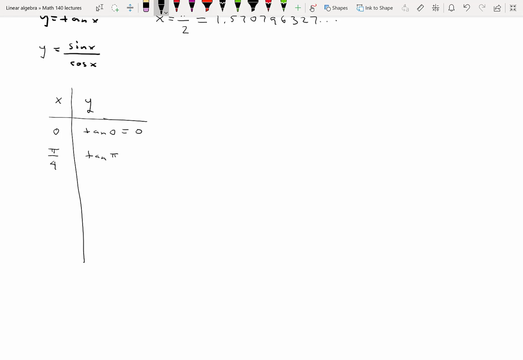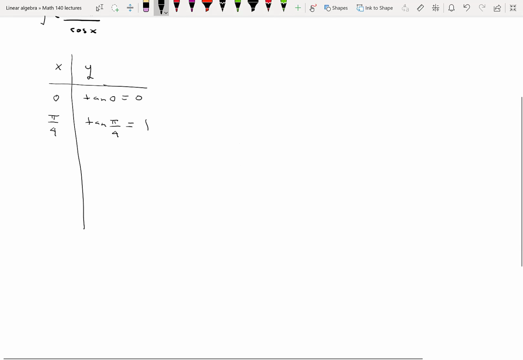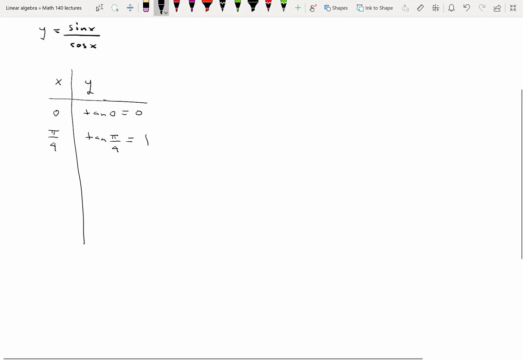And then we're looking at the tangent of pi over 4. By now you probably have it memorized as taking on the value of 1. So the point on the graph of the tangent function is pi over 4 comma 1. Well, pi over 4 is not that close to pi over 2. I want to get significantly closer to pi over 2.